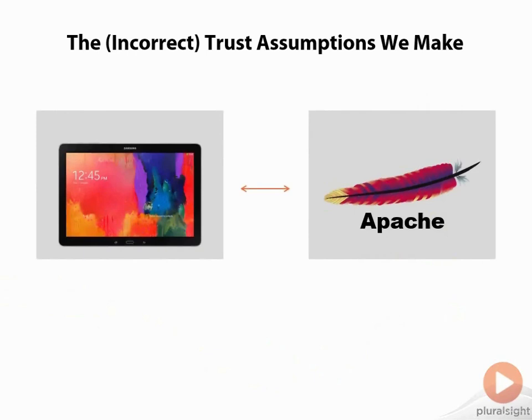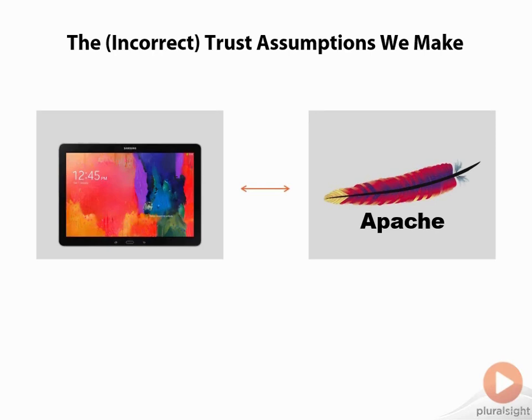Let's take another typical smart, rich client app communicating over an API with a web server. In this case, I've chosen a Galaxy Tab Pro and an Apache web server. But once again, just like in the previous modules, the brand of client doesn't matter and the flavor of server doesn't matter either. It's the patterns that I'm most interested in getting across to you. So let's talk about these trust assumptions.